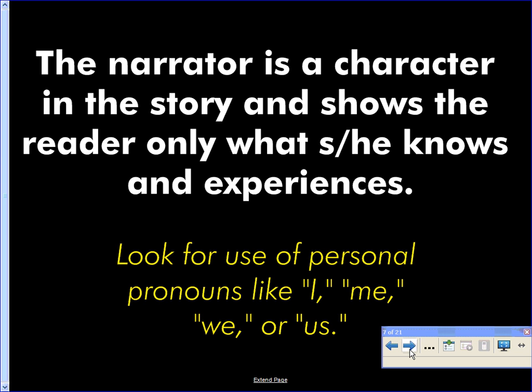So your notes should contain 3 levels for each one of these. First, you should have a definition. Then you should have some examples. And now you can have a pronoun criterion. Personal pronouns, I, me, we, or us. And let's move on. Again, pause if you need.